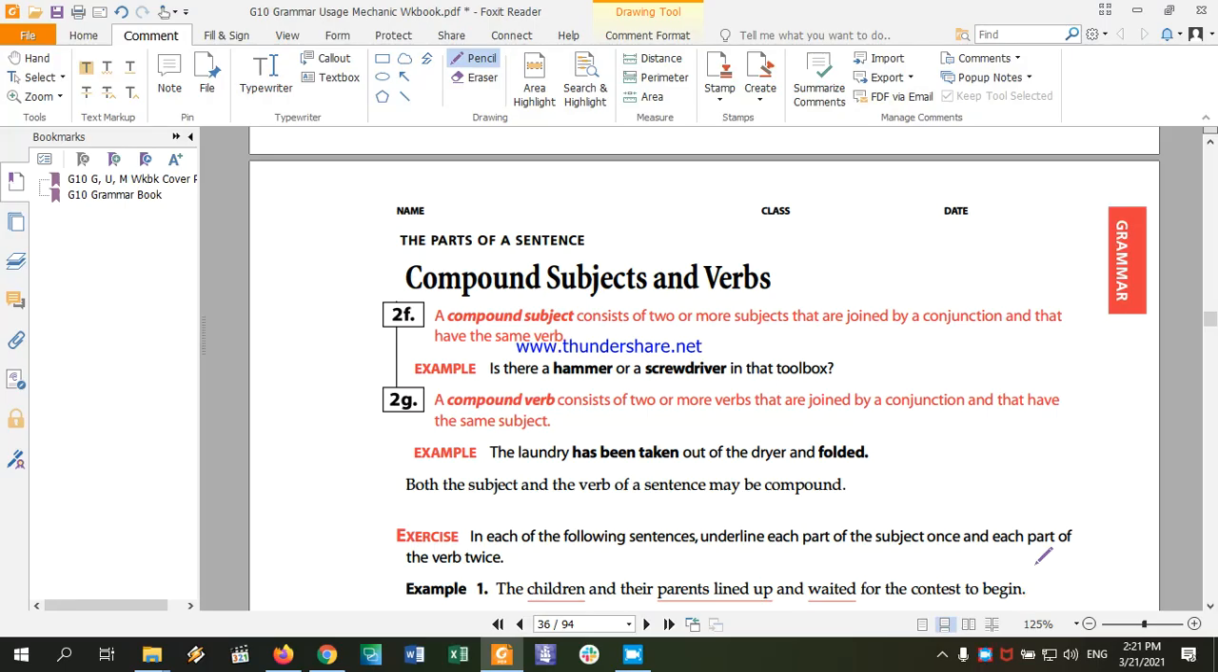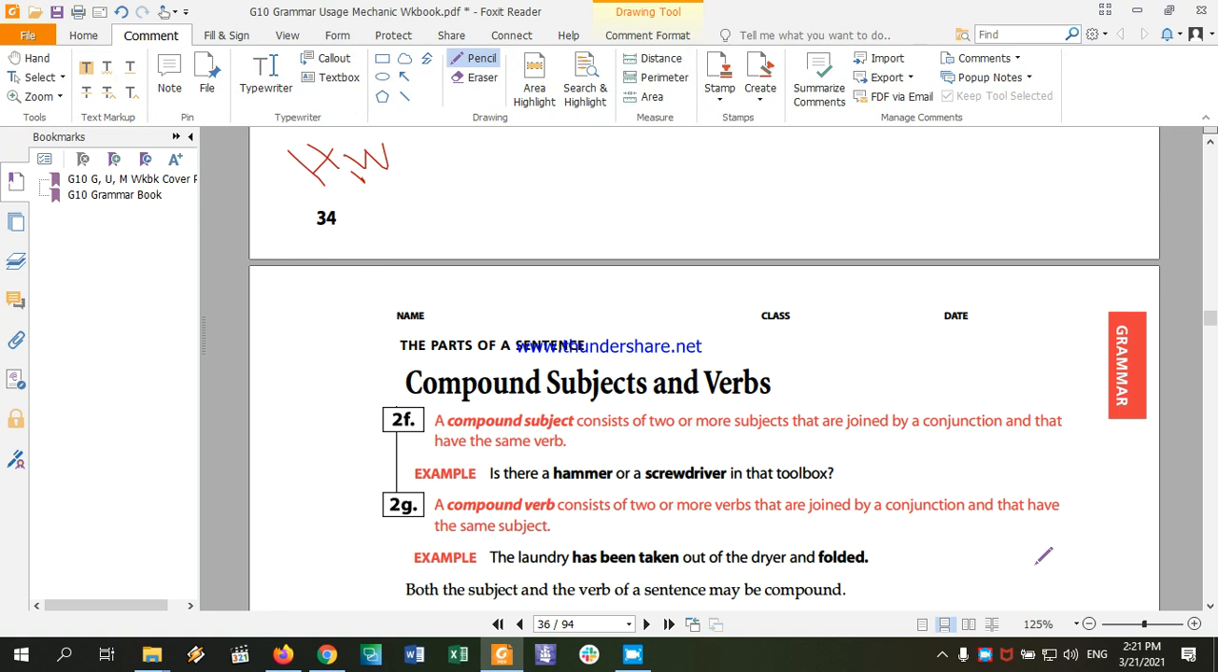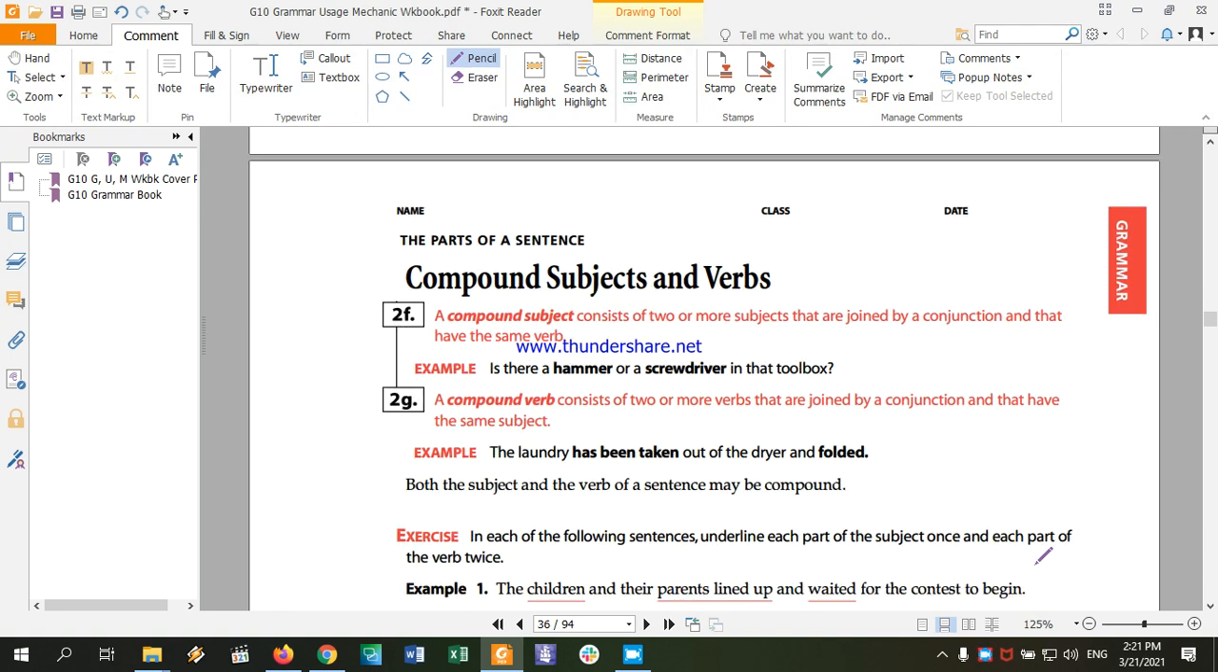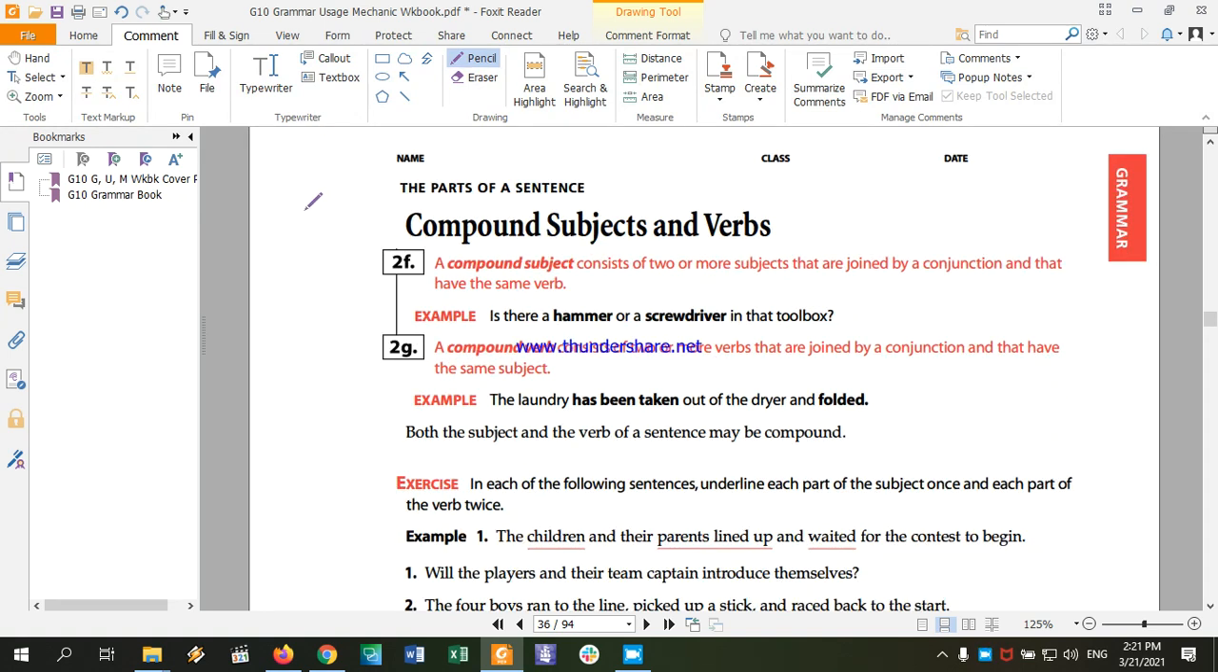Today we're going to continue our talk with a grammar lesson. Please open your grammar books on page 35. Previously we've talked about compound subjects and compound verbs. Today we're going to talk about compound subjects and verbs. And please note that a sentence could have both a compound subject and a compound verb in the same sentence.